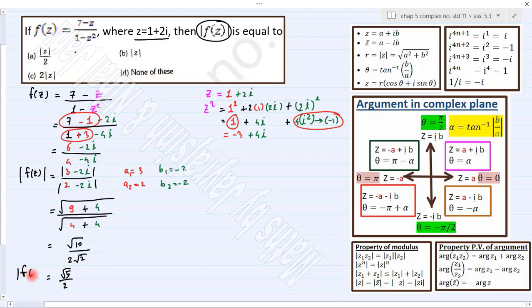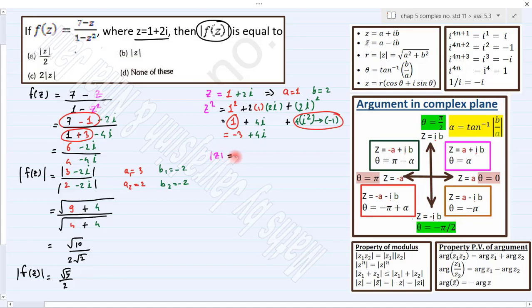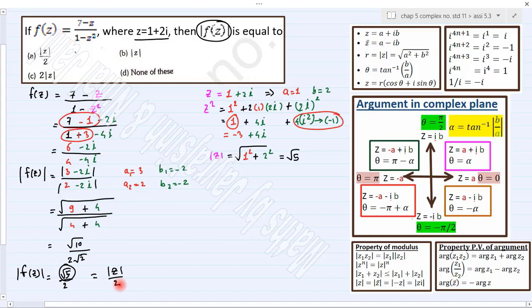So we get our mod f(z), but our answer should be in terms of mod z. So let's get mod z. The real part of z is 1 and the imaginary part is 2. So we can say your mod z must be under root of 1 square plus 2 square, which is root 5. So instead of root 5, we can place mod z. So your answer must be mod z by 2, which is given in option A. Ta-da!